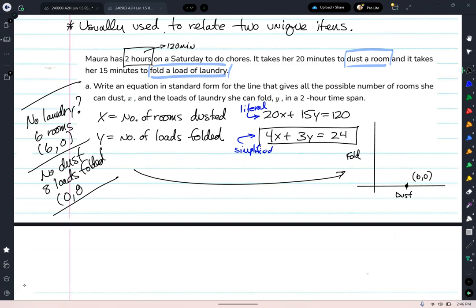And then if she did no dusting and all laundry, we could come up here and put a point up here, and that would be 8. Oops, that'd be 0, 8. And then we could connect those. And then we could talk about all the combinations in between. Is it possible to dust 1/4 of a room? Sure, why not? You could do part of the dusting, dust 1/4 of the room, and then have some left over after that.